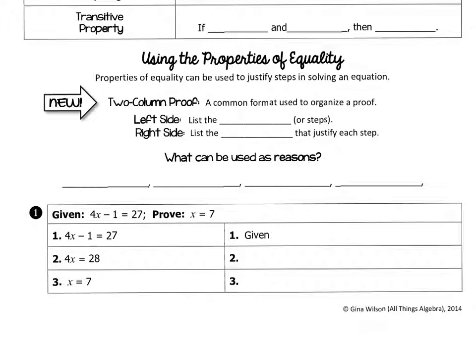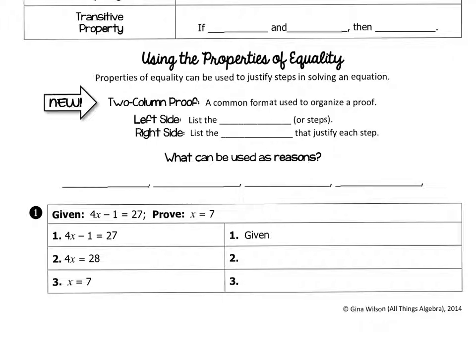Now let's see using properties of equality to do two-column proofs. What does two-column proofs mean? Two-column proofs is a common format to organize proofs. A lot of times we also see paragraph proofs. When you write your papers in English, in philosophy in particular, you have to do paragraph proofs, right?